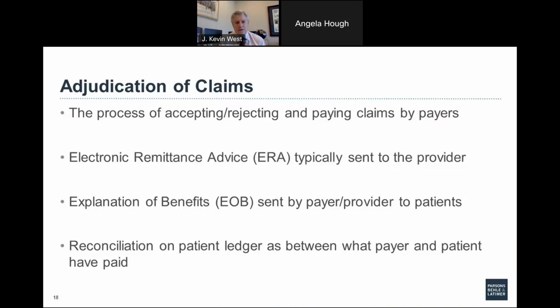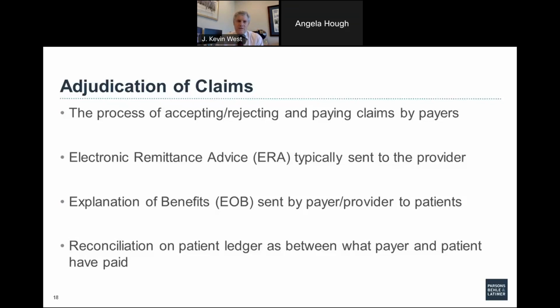You know, there's a remittance that goes to the provider saying, yes, we're paying this claim and this is how much of it we're paying, and there's sometimes adjustments made for copays or deductibles. There's the long-standing EOB type document that is sent by either the payer or the provider to the patient, telling them what the payer has paid and what obligation, if any, that the patient may have. And then there's ultimately some reconciliation on the patient's ledger after the foregoing items are taken care of.